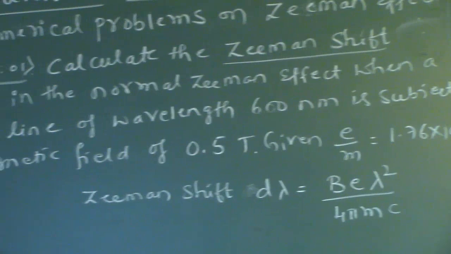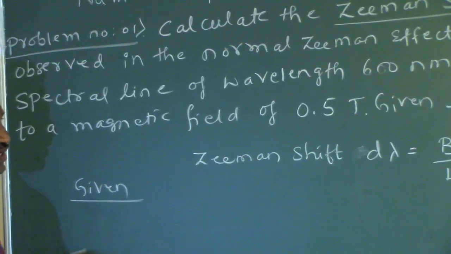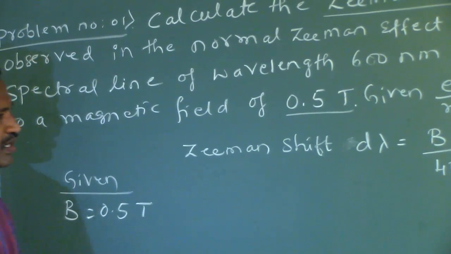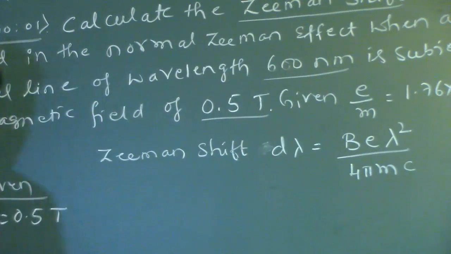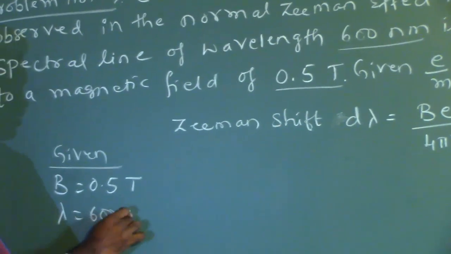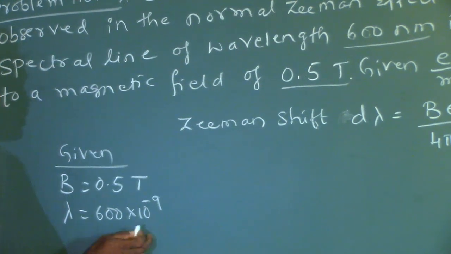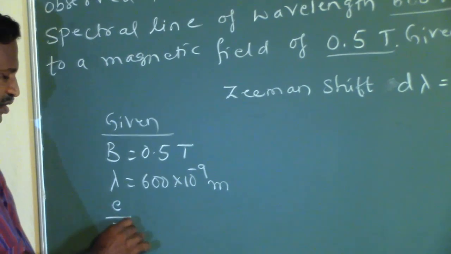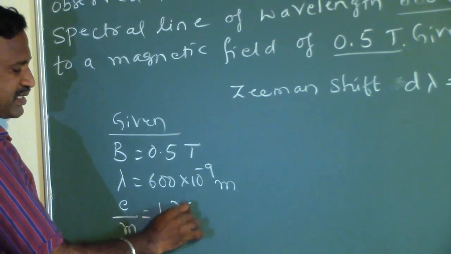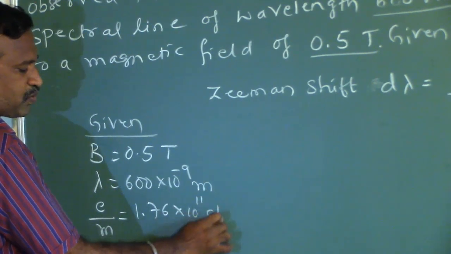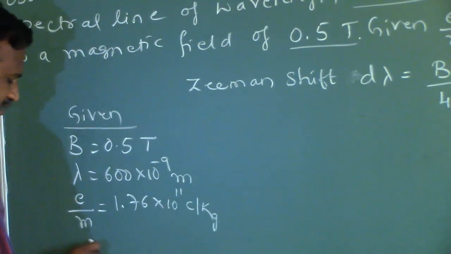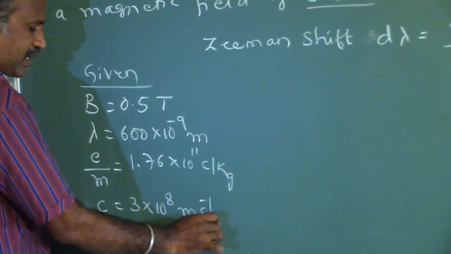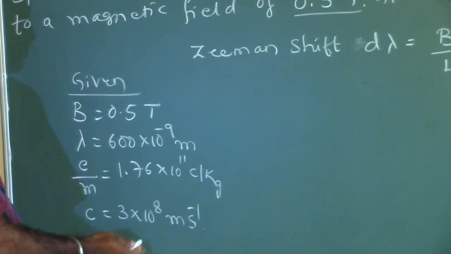Now let us write the given data. The magnetic field is given as 0.5 Tesla, and the wavelength is given as 600 nanometer. Nano means 10 power minus 9 meter. They have also given the specific charge ratio of the electron, that is 1.76 into 10 to the power of 11 coulomb per kg. And c is the speed of light, which is 3 into 10 to the power of 8 meter per second.